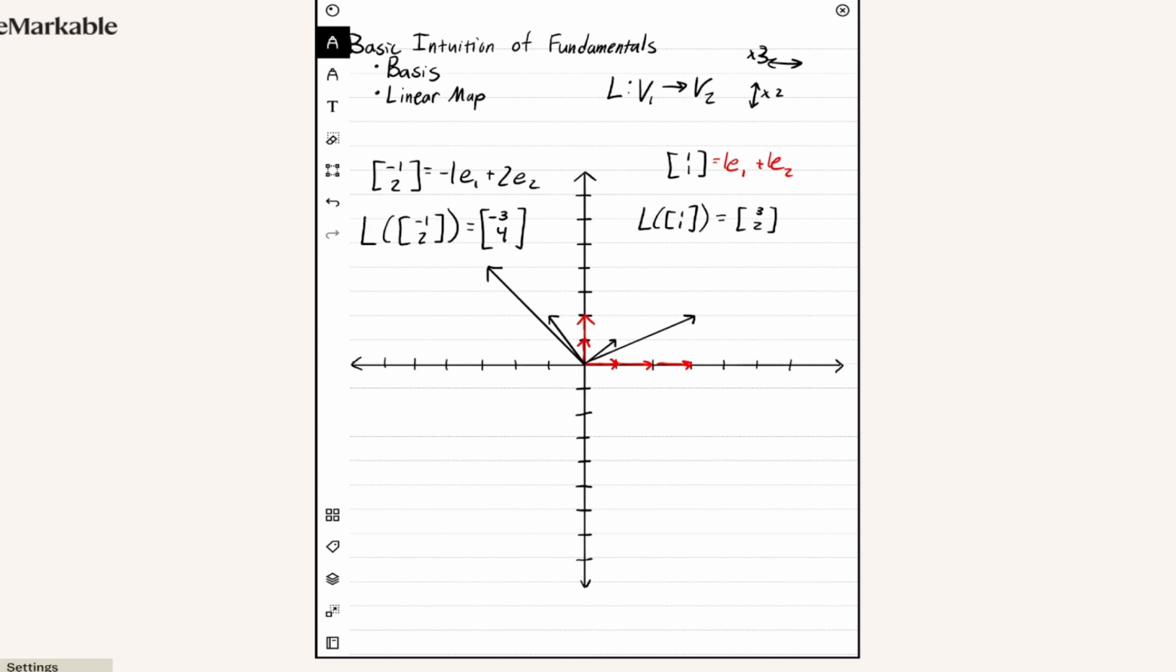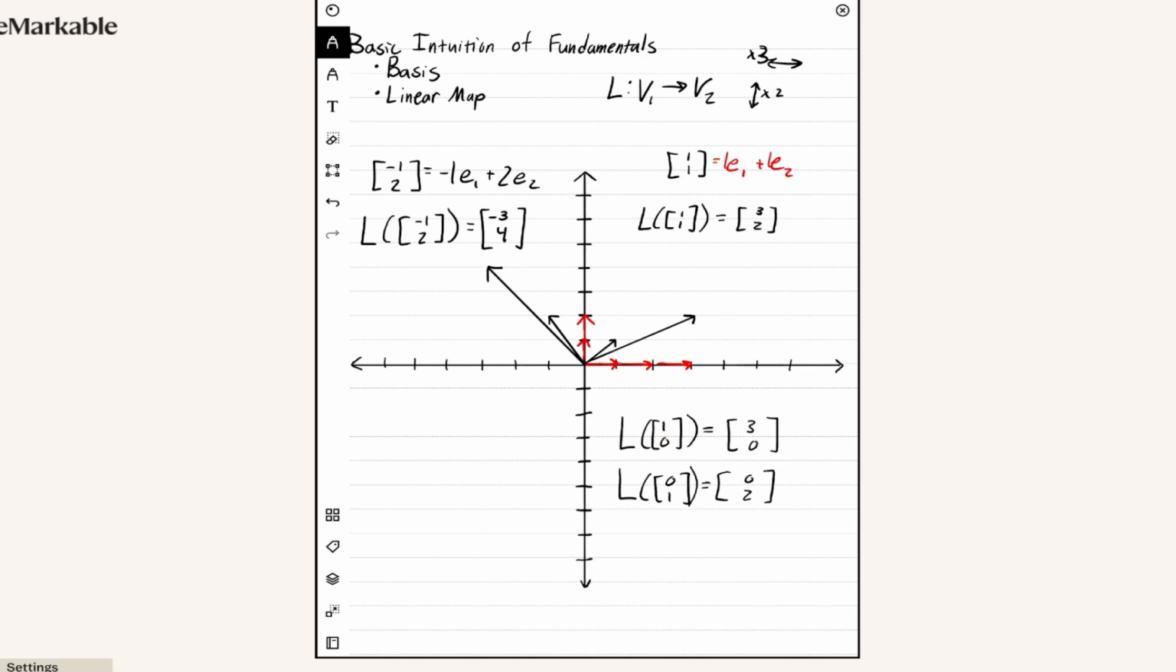So for example, we can say that the linear map from the vector 1, 0, since we defined it as moving 3 times to the right, is going to be equal to 3, 0. And then the linear map of the vector 0, 1 is going to be equal to 0, 2. So this is the definition of the linear map.